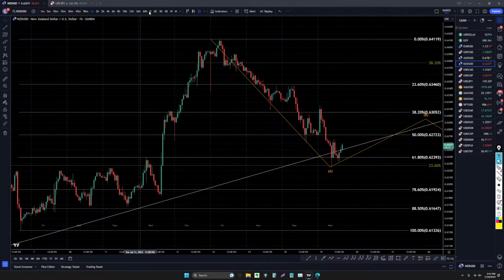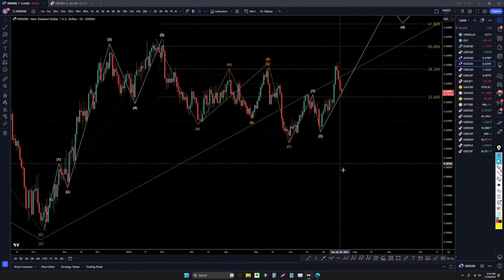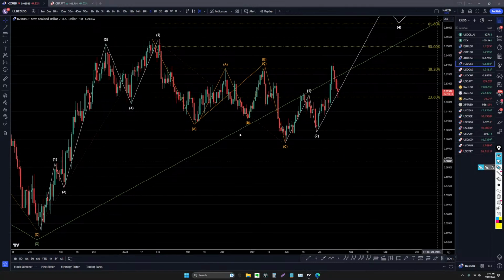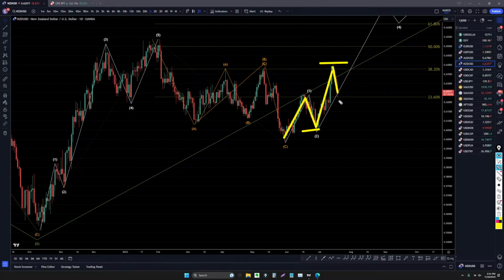Kiwi dollar, kind of the same story, honestly. Let's head up to the daily time frame. On the daily time frame, the Kiwi dollar looks like a 1-2, and I still think that this is in a wave 3. I still think this move down is a correction to this last wave up, and I still believe that it's going to end up continuing to make higher highs and higher lows, and most likely just keep on trending up.